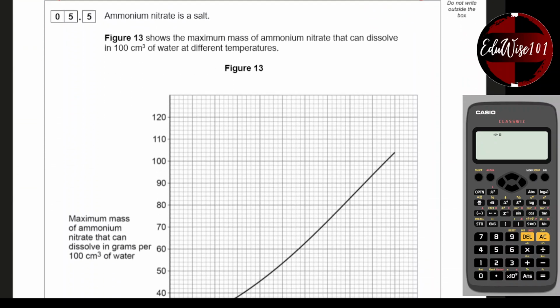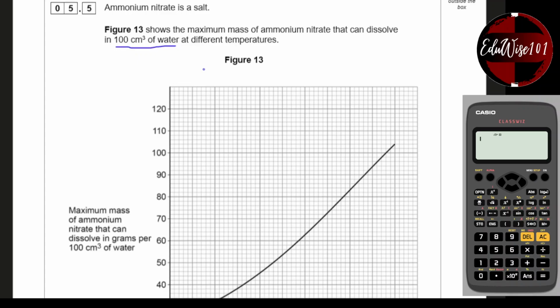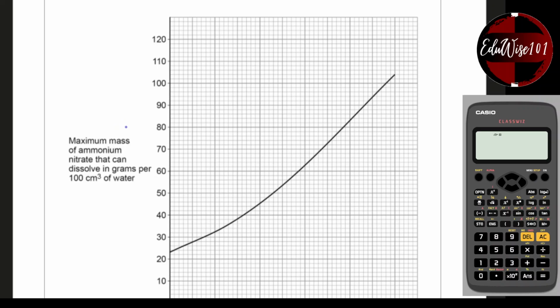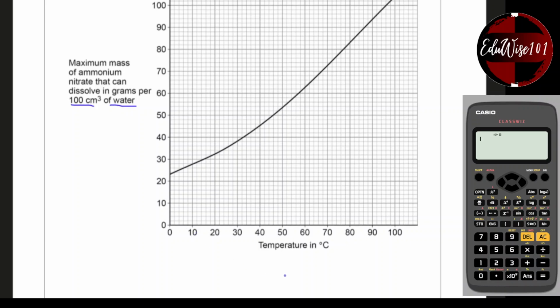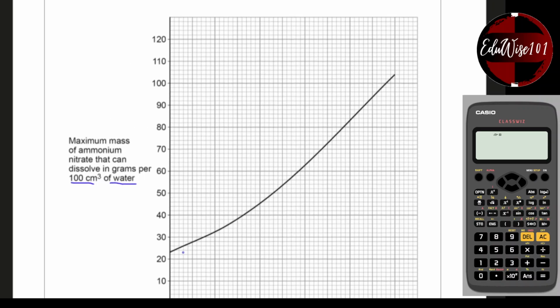Question 5.5. Ammonium nitrate is a salt. Figure 3 shows the maximum mass of ammonium nitrate that can be dissolved in 100 centimeter cube of water at different temperatures. So on the y-axis, you have the maximum mass of ammonium nitrate that can dissolve in grams per 100 centimeter cube of water. And on the x-axis, they have given you the temperature, which goes from 0 to 100. And you can see the graph, the mass of ammonium nitrate that can dissolve is increasing as the temperature increases.